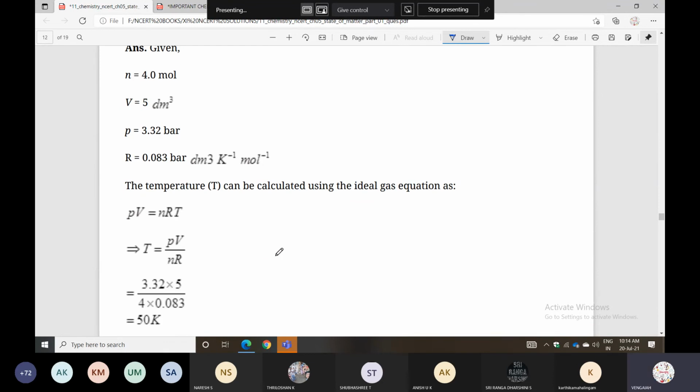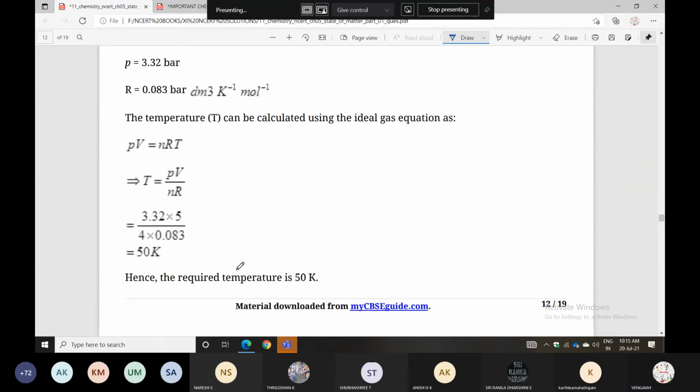PV equals nRT, so T equals PV by nR. Pressure, volume, number of moles and gas constant are all known, so temperature you can calculate. Whatever values are given, you can substitute. Okay? So pressure, volume, then number of moles, gas constant, very good. Directly write down the ideal gas equation, with respect to T constant, substitute all the values and calculate. Okay? Yes.